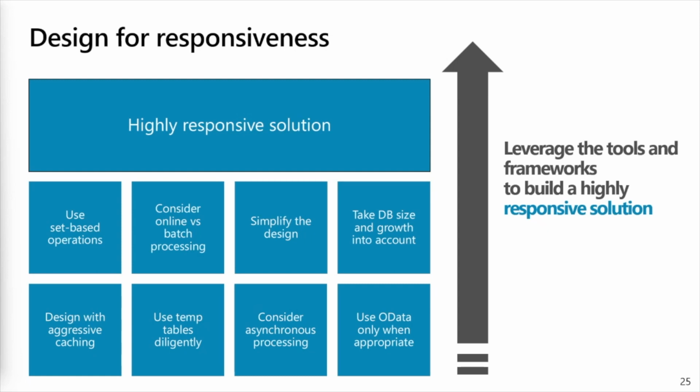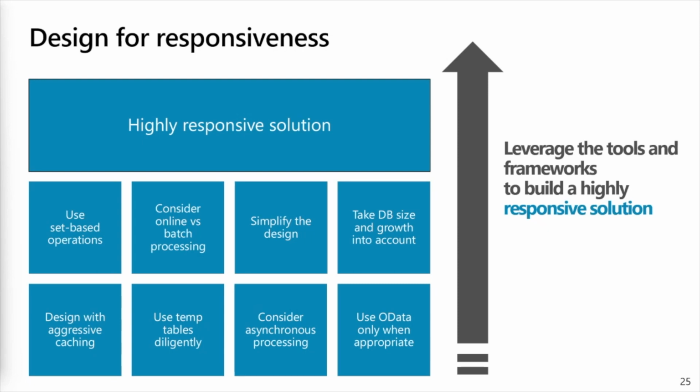Design with aggressive caching. Caching is storing the state of previously done work, so we do not need to perform the same work again. There are different kinds of caching techniques available for Dynamics 365, and they serve many purposes. Use tempdb diligently. When you use tempdb right, you can achieve many of the blocks mentioned on this slide, like simplifying the design and using set-based operations. But please do not overuse temp tables.